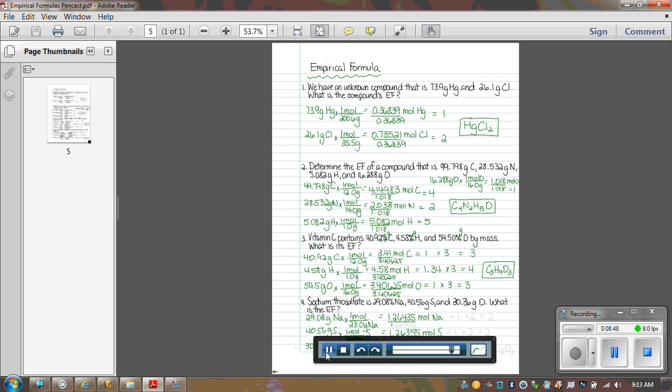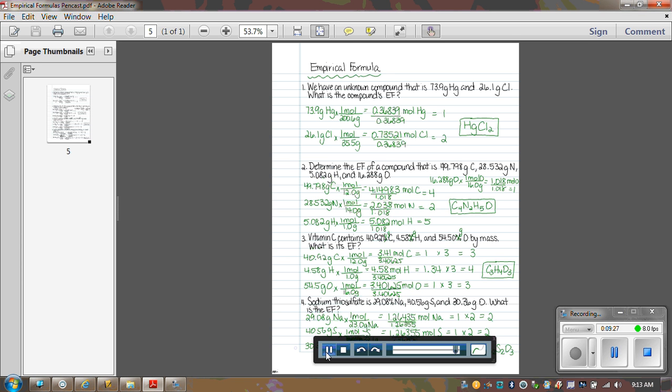So you divide this one. Comes out to be 1. You divide this one by itself. Obviously 1. You divide this one. Once again, we get a number that's not within 0.1 of a whole number. So it's going to be 1.5. Can't have a decimal as a subscript. So our multiplier here is going to be 2. And that's going to get all of these values to whole numbers. So your answer is Na2S2O3. So that's empirical formula.